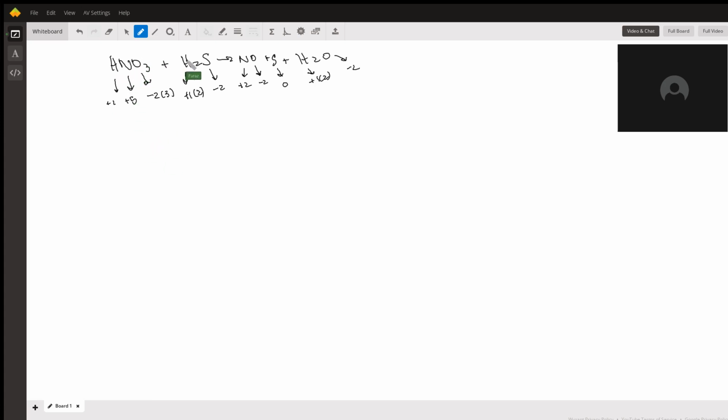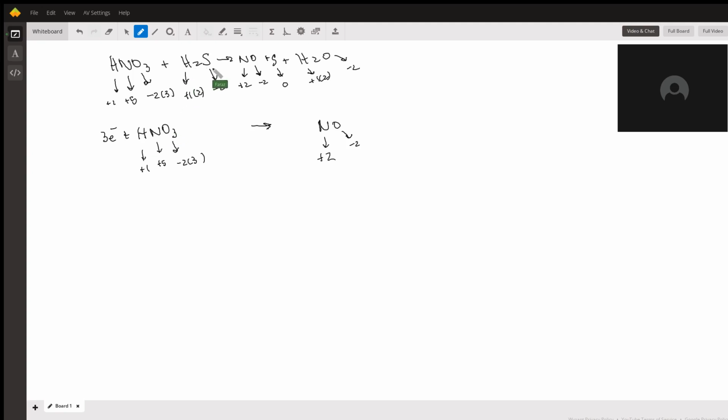Okay, so now I'm going to separate the products and reactions into half reactions. So you see this HNO3, I'm going to match it up with this NO. So I got HNO3, and I'm going to match it up with the NO. And I'm leaving a space just in case I need to add anything. Okay, so again, plus one, plus five, minus two times three. This here is a minus two, and this here is a plus two. To go from a plus five to a plus two, I need to add three electrons.